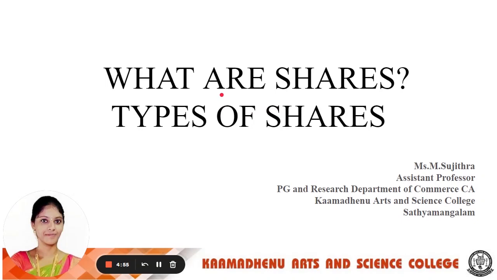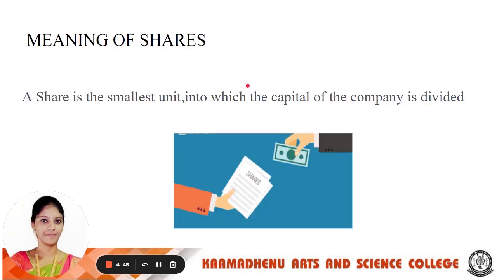Now I'm going to explain what shares are and what all the types of shares are. First, we are going to discuss the meaning of shares. A share is the smallest unit into which the capital of the company is divided. Simply, we can say it is a small unit of capital.